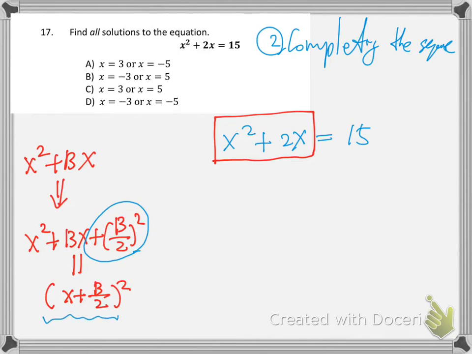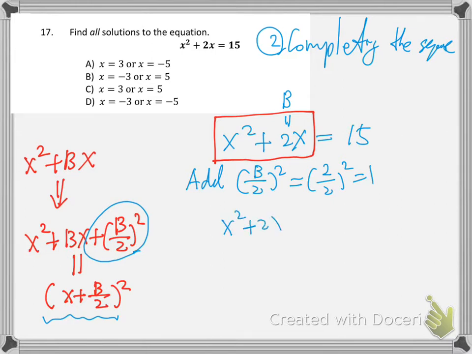So now what is the B for this example? 2. So B is 2. Then add B over 2 squared on both sides of the equation. So B is 2, we got 2 over 2 squared is 1. So we have to add 1 on both sides of the equation. So what's the new equation? X squared plus 2x plus 1 is 15 plus 1.